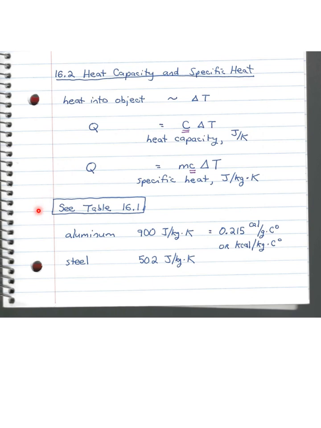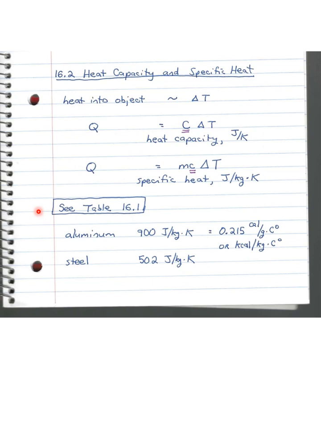For specific heat, you can look in the book at table 16.1. It gives the specific heats of about a dozen different substances. So as you're doing the homework, you can refer to that table, but I just mentioned here aluminum. Its specific heat is 900 joules per kilogram Kelvin. And what we'll see later is that if you put in 900 joules of heat, then it will raise 1 kilogram of aluminum by 1 Kelvin.